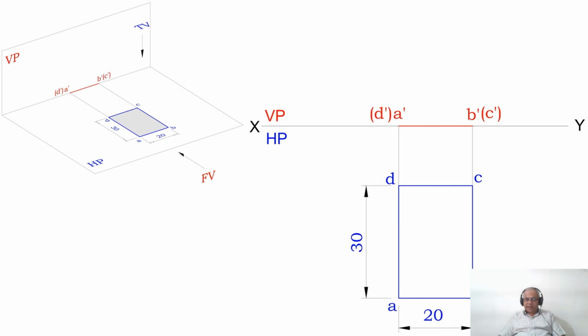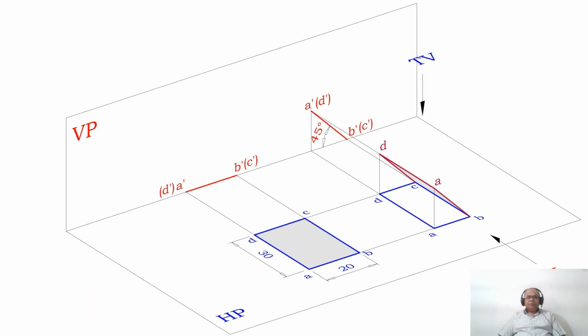of the rectangular lamina. Now, it is resting on one of the shorter edges. So what we have done, we have B dash C dash resting on the XY line. And now you are rotating the surface, that is the top surface, by an angle of 45 degrees with respect to HP, such that B dash C dash is on the XY line, or it is resting on HP.